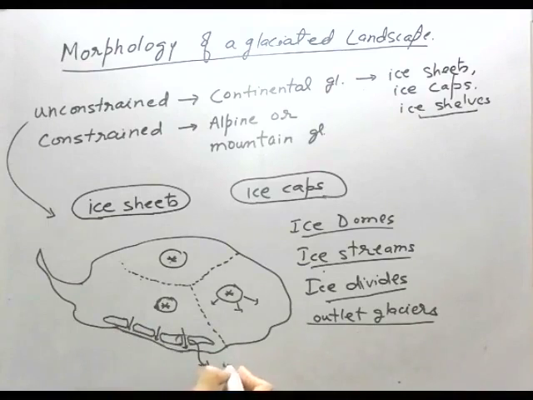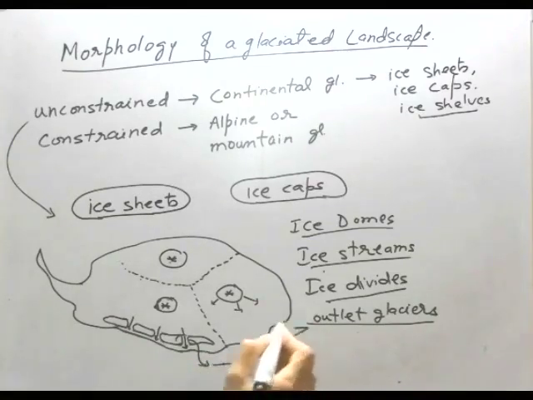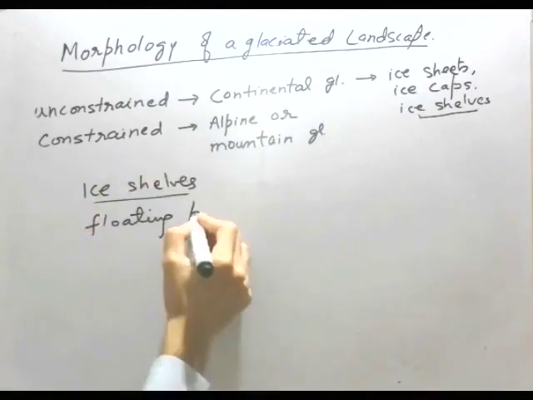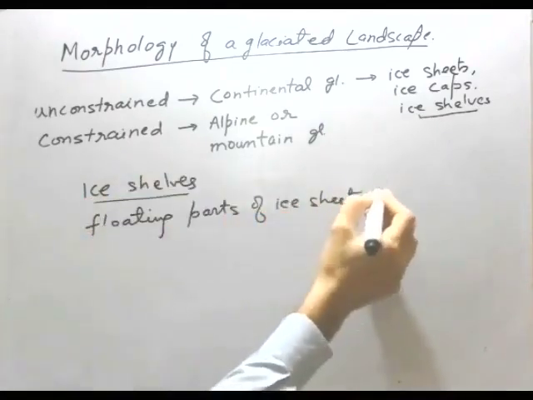They behave similar to valley glaciers, but over here they are known not as valley glaciers, but as outlet glaciers. Ice shelves, these are the floating parts of ice sheets or caps.